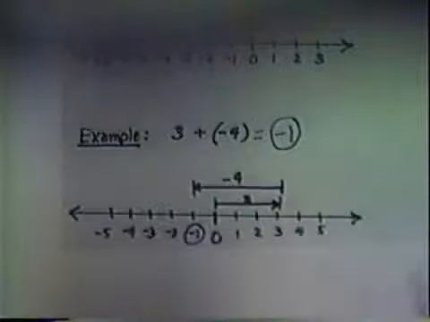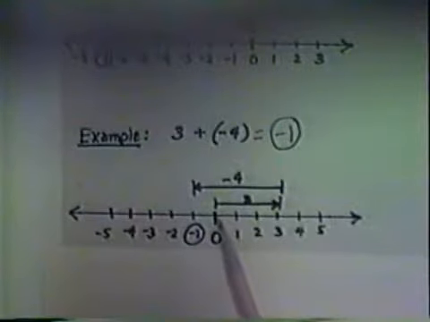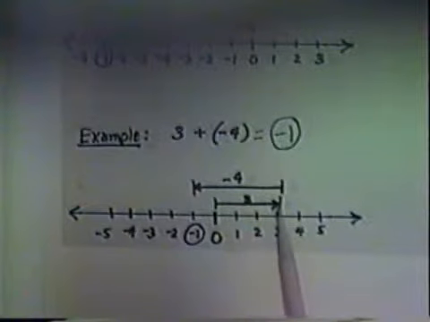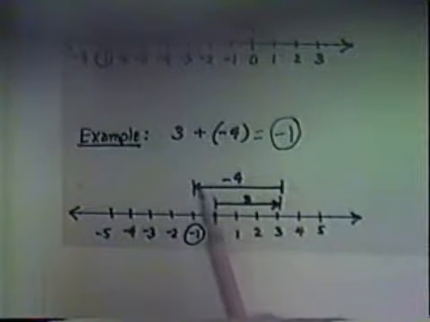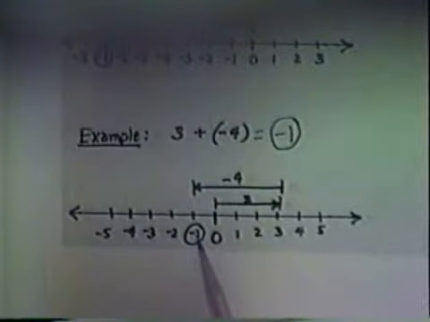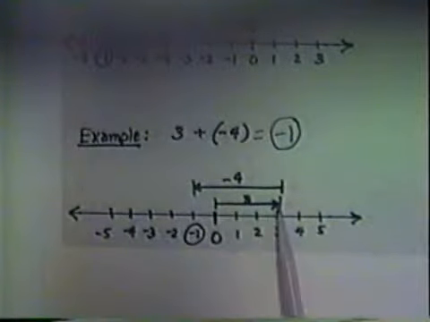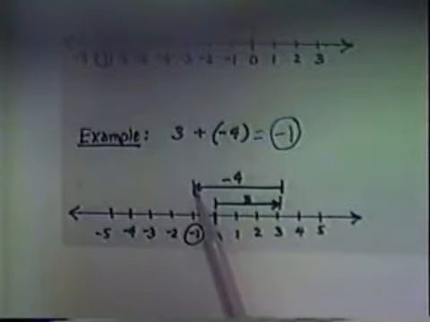Next example, add 3 plus negative 4. We begin at 0. Draw 3 to the right, and then pick up at the end of that arrow, draw negative 4 to the left. The answer, negative 1, lies below the end of the second arrow. So 3 plus negative 4 gives us negative 1.